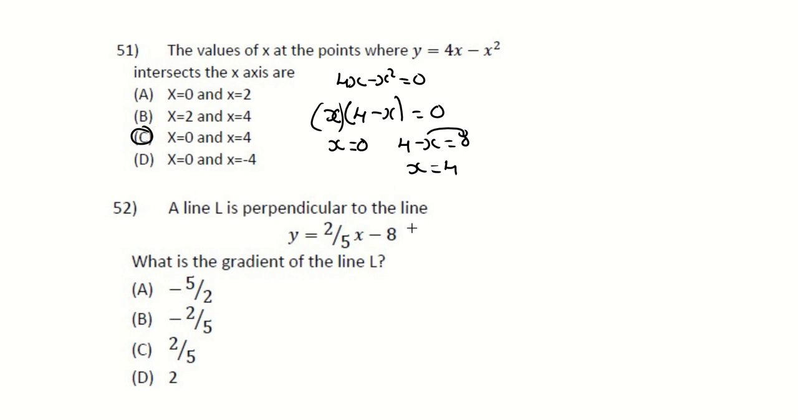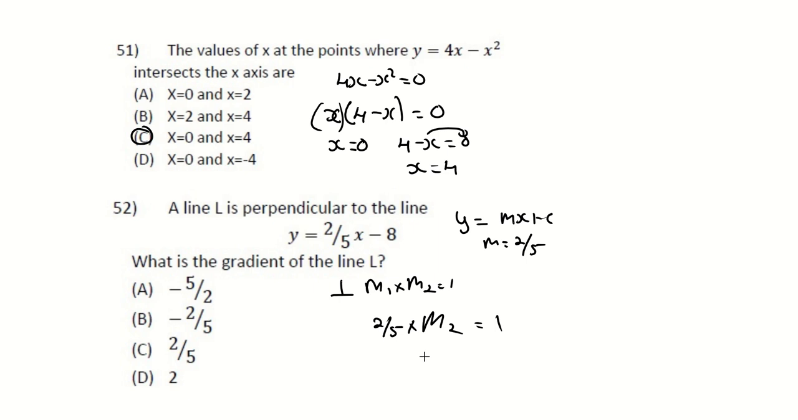52, line L is perpendicular to this line. What is the gradient of that? Alright, so we know that perpendicular lines, your gradients, when you multiply them, you get negative 1. The gradient of this line is 2 over 5. How do I know that? Because equation of the line is in the form of y is equals to mx plus c. So therefore, m is equals to 2 over 5. That is the coefficient of x, right, in this case. So we say 2 over 5 multiplied by m2, which is line L, is equals to 1. So if I want to make m2 the subject, carry this across. That is m2 is equals to 1 divided by 2 over 5, which is 1 multiplied by 5 over 2.